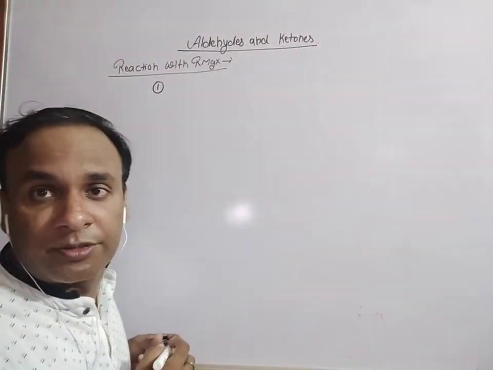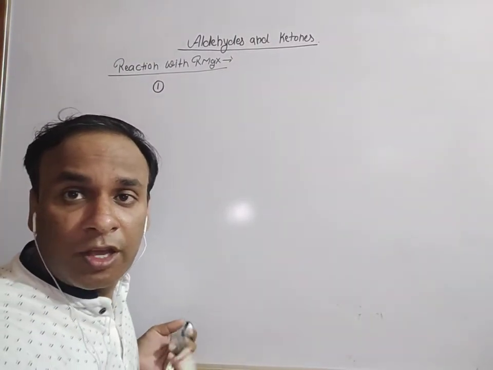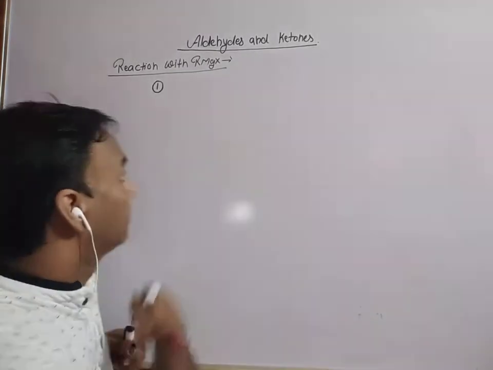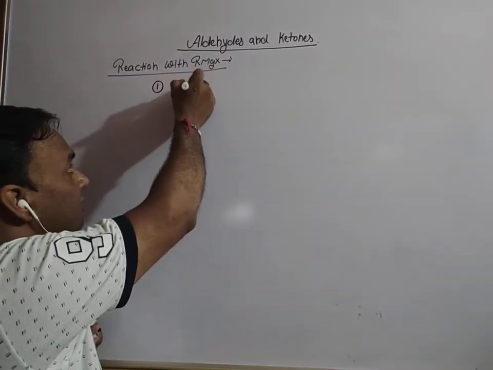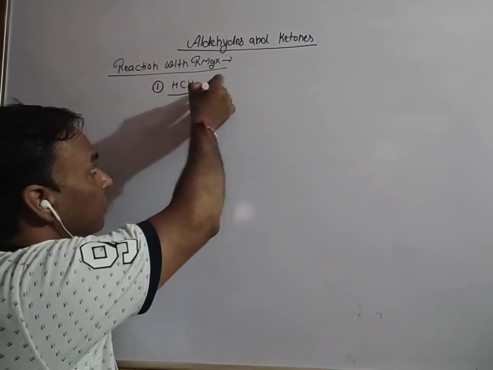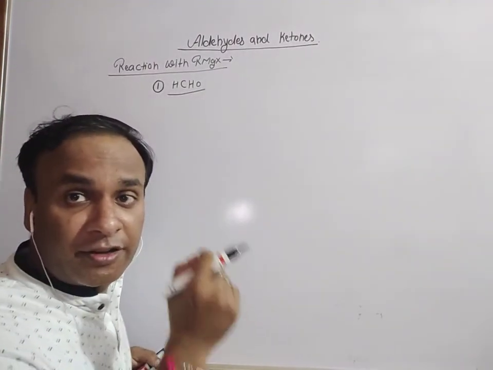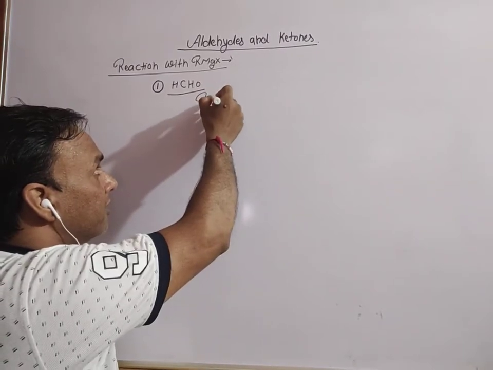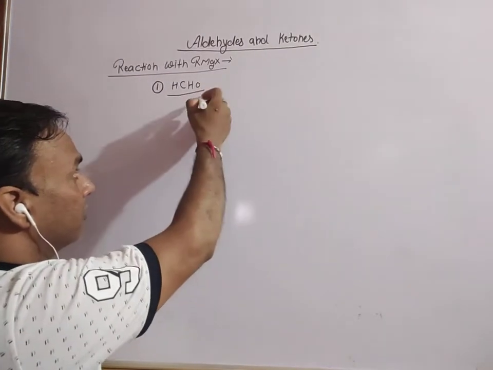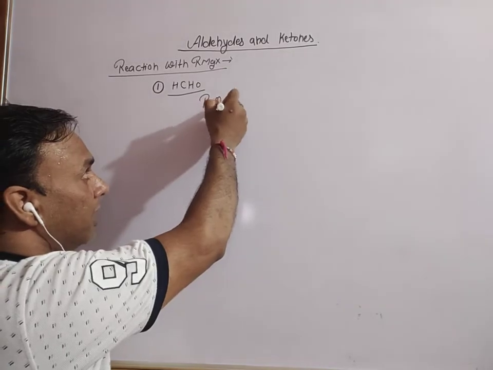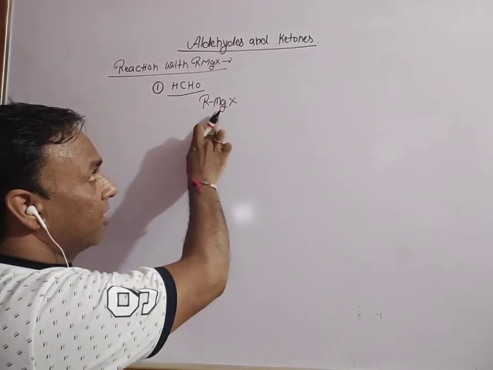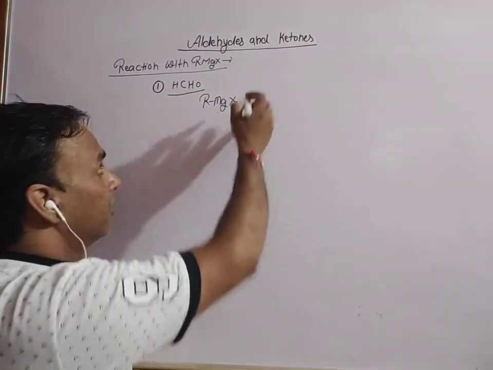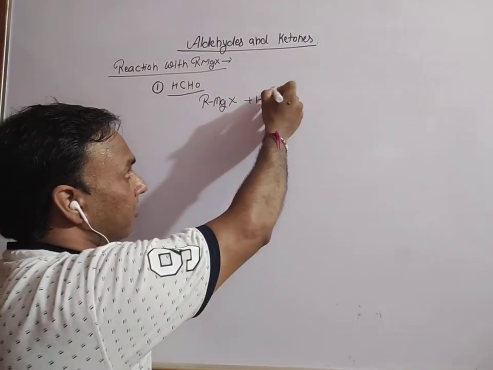Number one condition: when we use formaldehyde, formula HCHO. Clear? When formaldehyde reacts with the Grignard reagent RMgX, alkyl magnesium halide. Clear? It reacts with formaldehyde.